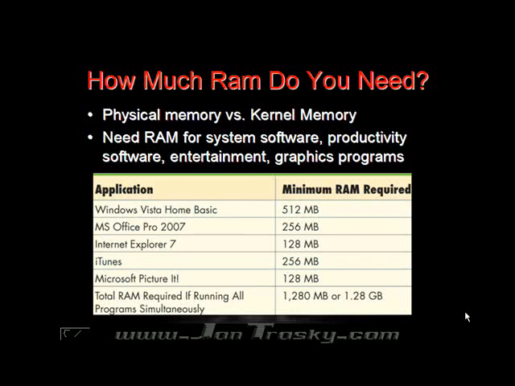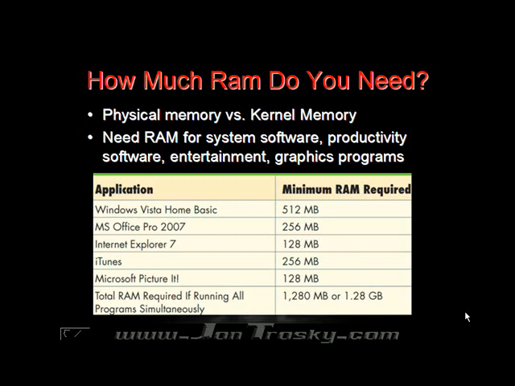You have to sit back and realize how much RAM you actually need. There's physical memory, and then there's kernel memory. Physical memory is the amount of memory that you have actually installed on your system. Kernel memory is the amount of memory that your system actually requires. You need to determine the need for RAM for system software, productivity software, entertainment software, and graphic programs. The higher end stuff you do, the more RAM you need.